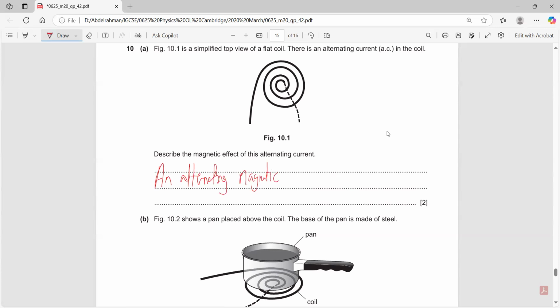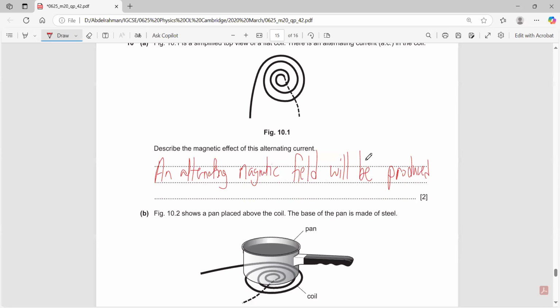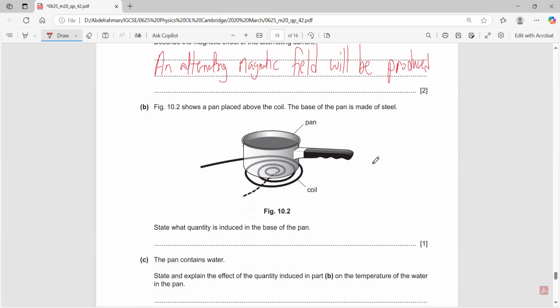Magnetic field will be created or will be produced due to the alternating current or the changing current.